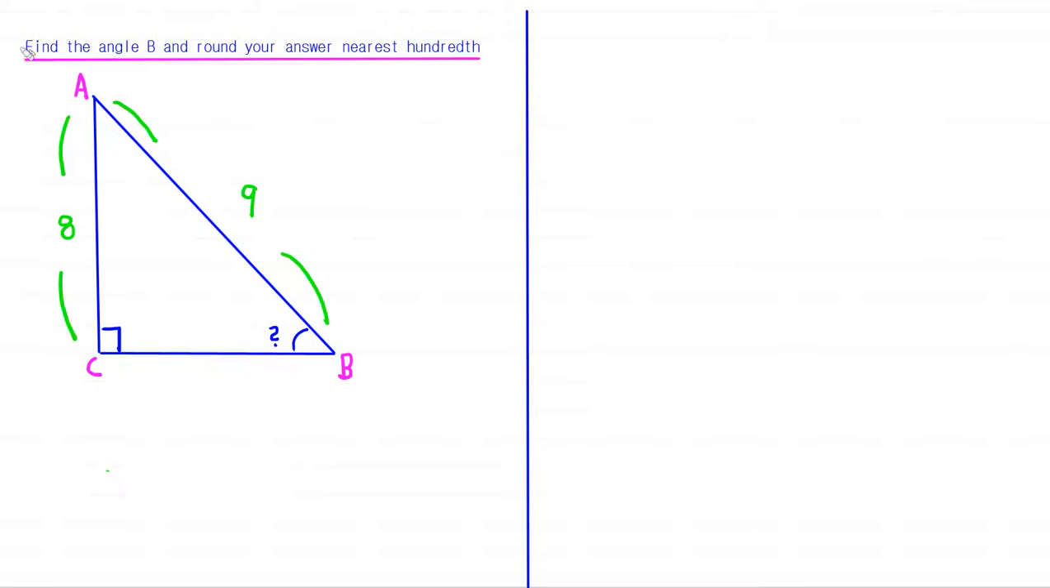In this video, I'm going to talk about how to find the angle B, which is right over here, and round your answer to the nearest hundredth. It is kind of different from the original videos of finding sine, cosine and tangent of sides in the right triangle, because right now we're finding the angle. Before we solve this, I'm going to talk about reverse functions.